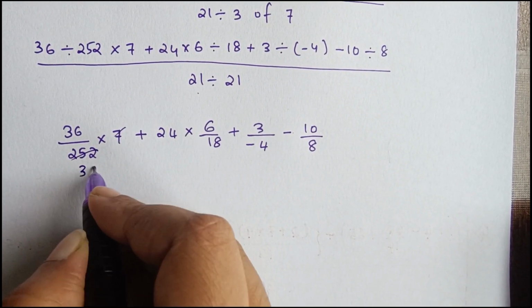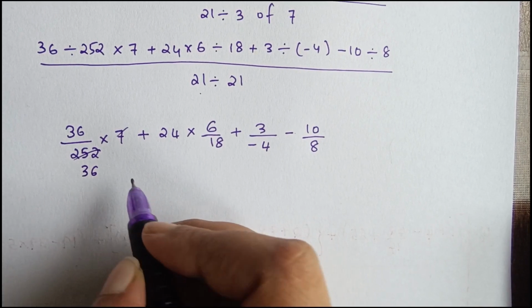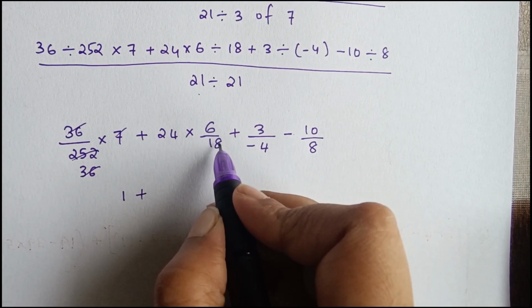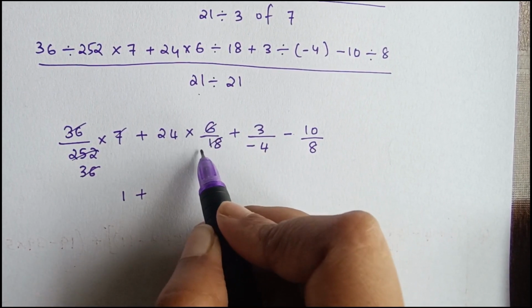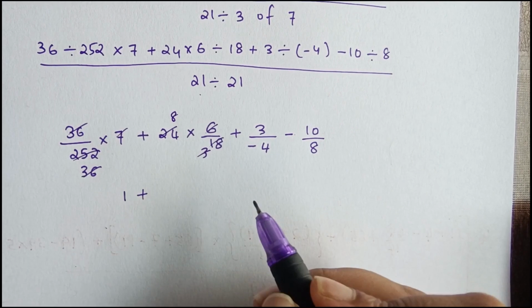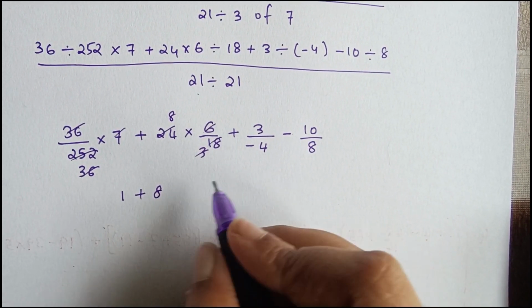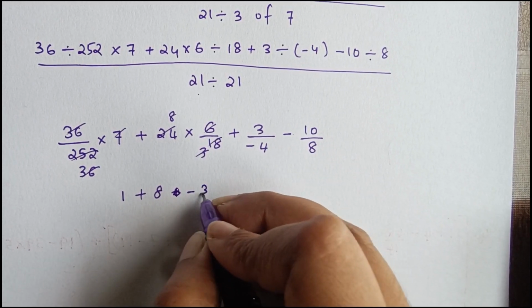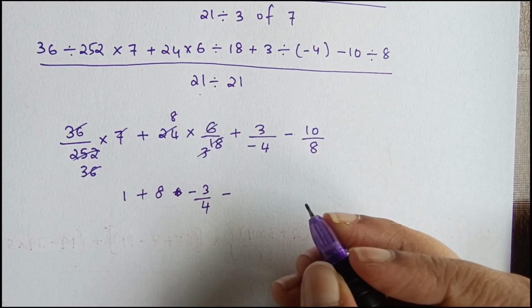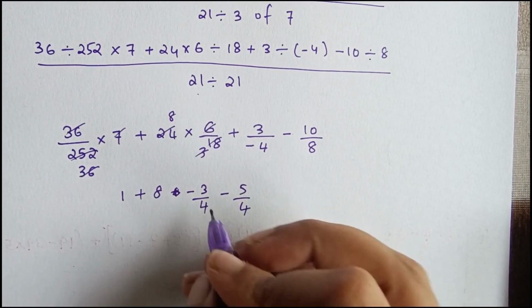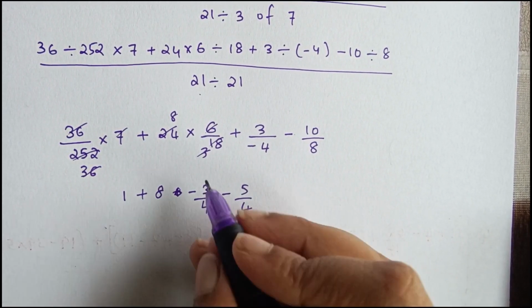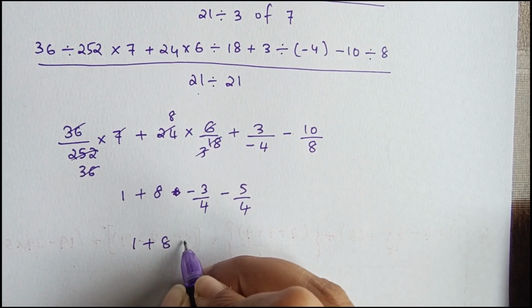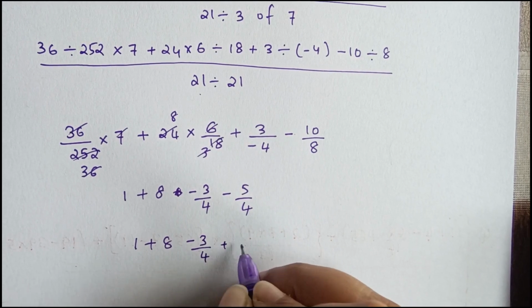7 into 36 and 36. So here it is 1 plus 6 into 3, this is 8. So 1 plus 8 plus 3 divided by minus 4 is minus 3 by 4 minus 10 by 8 is 5 by 4. So minus 3 by 4 and minus 5 by 4, you can actually add that also. 1 plus 8 minus 3 by 4 plus minus 5 by 4.